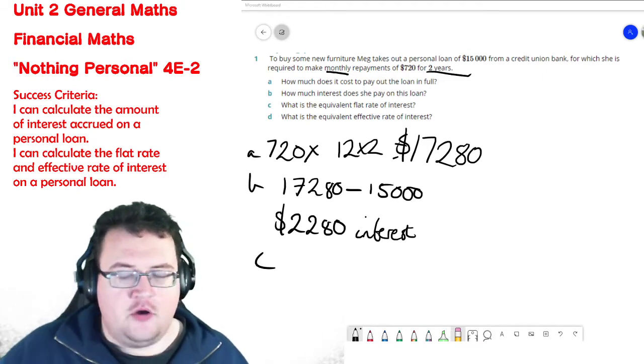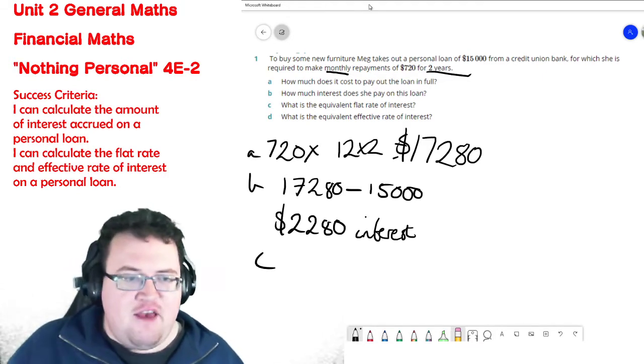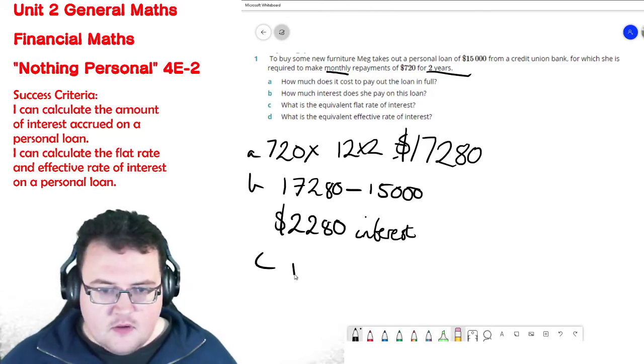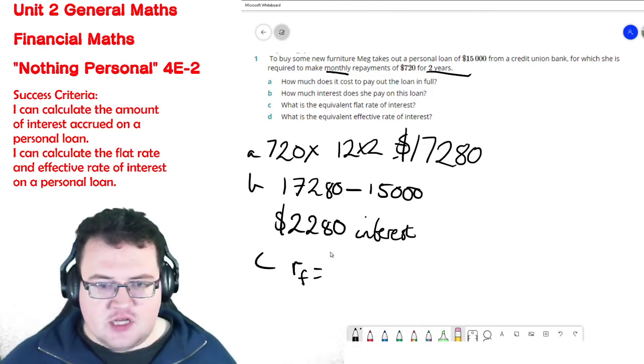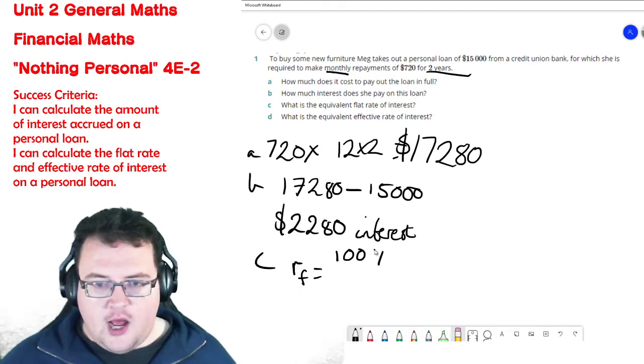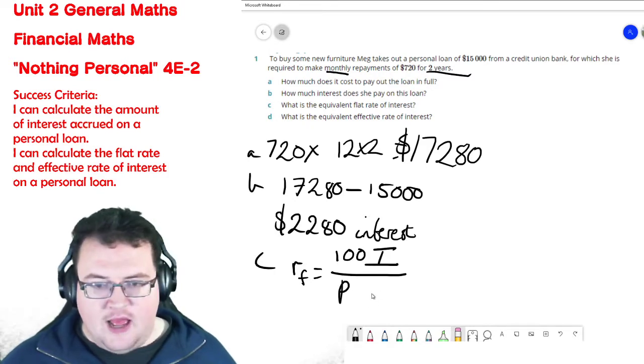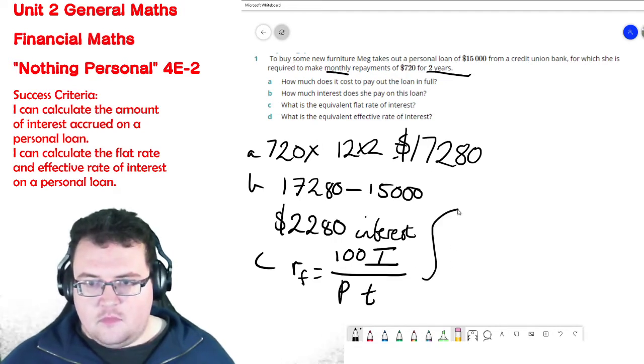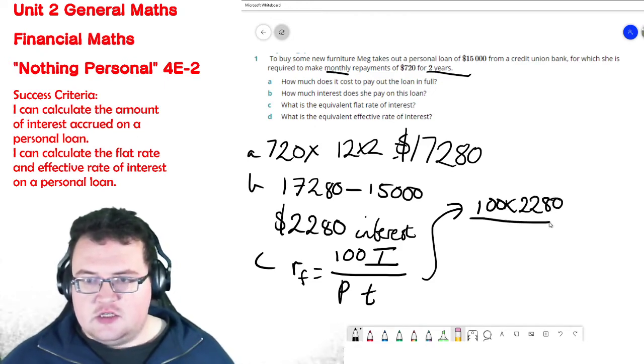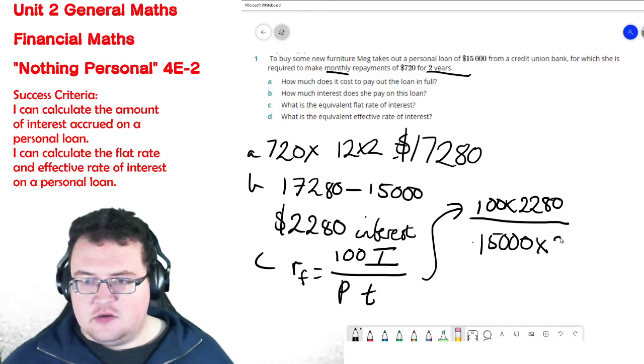So remember, we go to our formula. We have RF. So that's RF equals 100 I divided by the principal and the time. That's in years. So it's 100 times 2,280 divided by the principal, which is 15,000 times the time, which is 2 years.